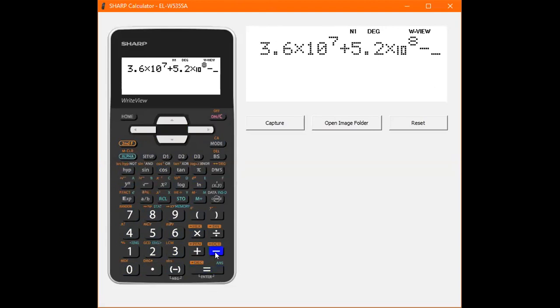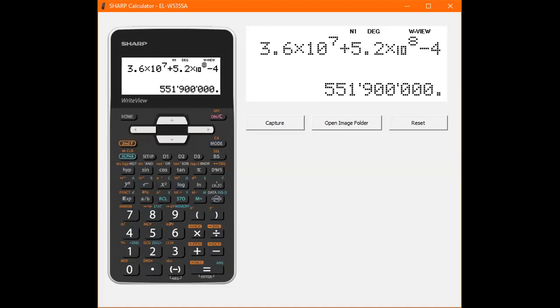Or you can use this EXP button. Most people are not comfortable with the EXP. It makes them feel weird. It's just an older version of the times 10. It's just a space saver. And so it will give you that solution.